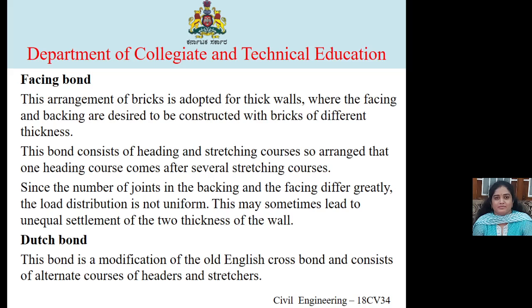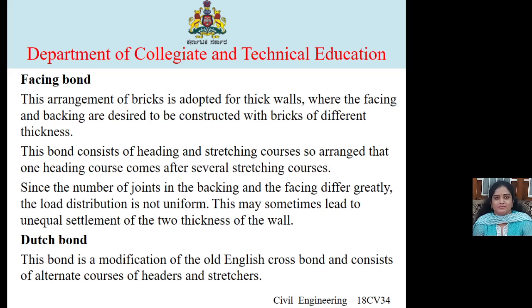Facing bond. This arrangement of bricks is adopted for thick walls where the facing and backing are desired to be constructed with bricks of different thickness. This bond consists of heading and stretching courses so arranged that one heading course comes after several stretching courses. Since the number of joints in the backing and the facing differ greatly, the load distribution is not uniform. So this may sometimes lead to unequal settlement of the two thicknesses of the walls.